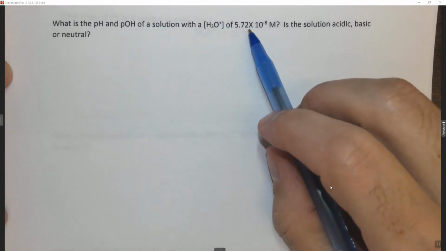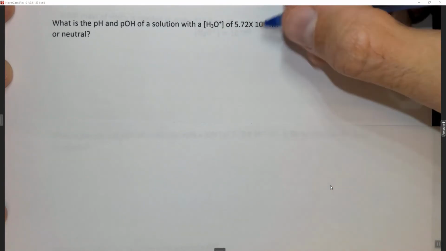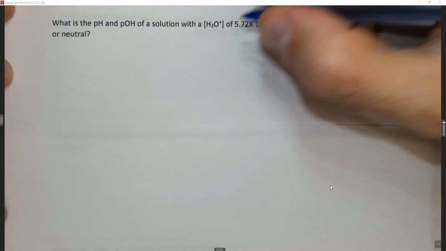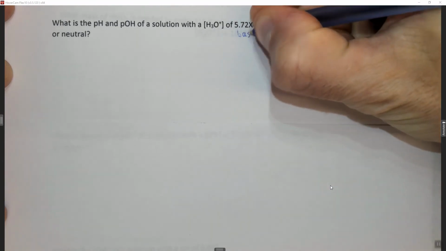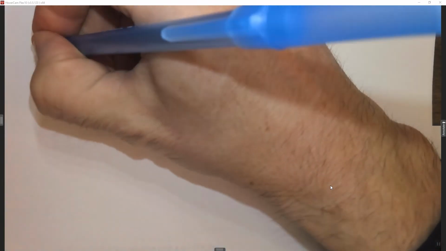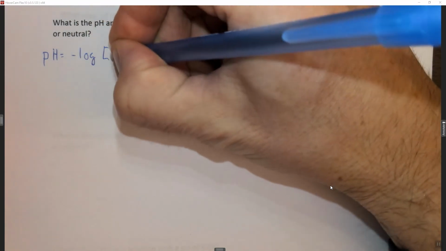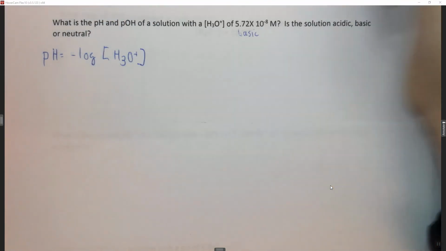Since the concentration of H3O plus is less than 1 times 10 to the minus 7, because this is 5.72 times 10 to the minus 8, this is a basic solution. Okay, so we don't even need to do the pH. But we also need to know two other equations. The first is that pH equals the negative log of the H3O plus concentration.